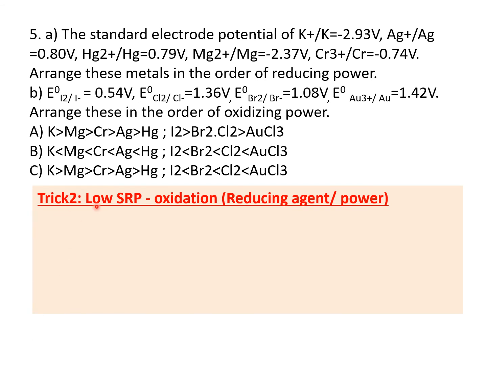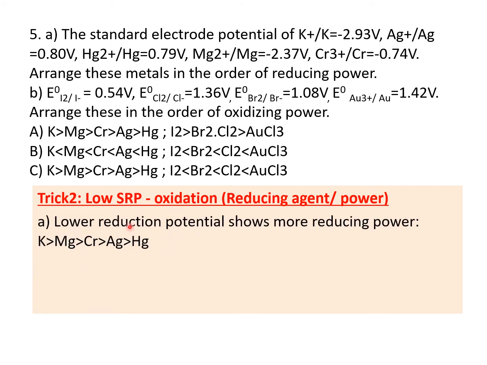As I said, the trick is that low standard reduction potential always means oxidation, that is a reducing agent. So lower reduction potential shows more reducing power. Okay, so which is that? Potassium first, and then magnesium, and then chromium, and then silver, and then lastly mercury. This is the way we need to write it.